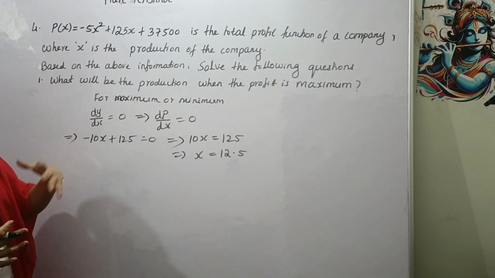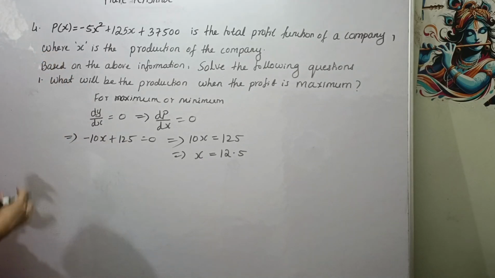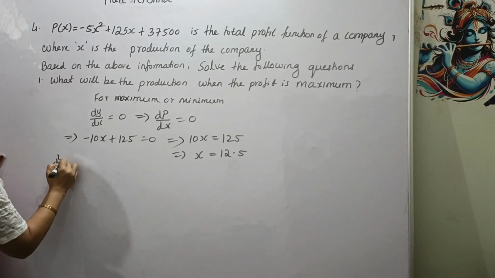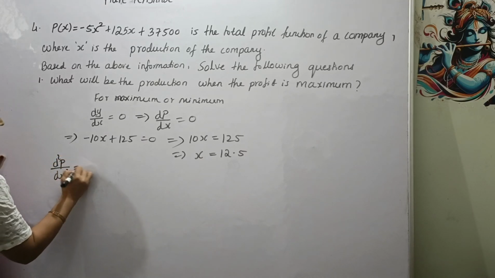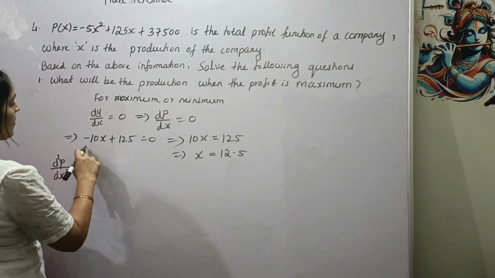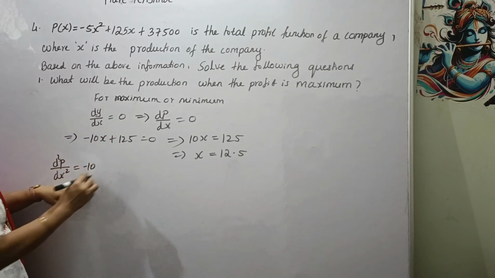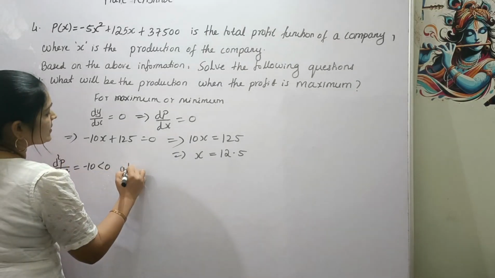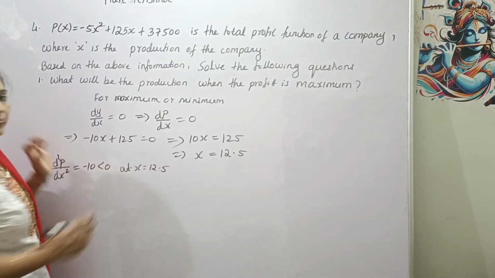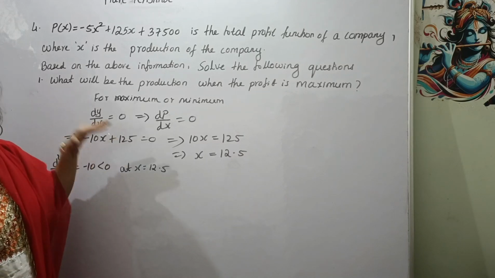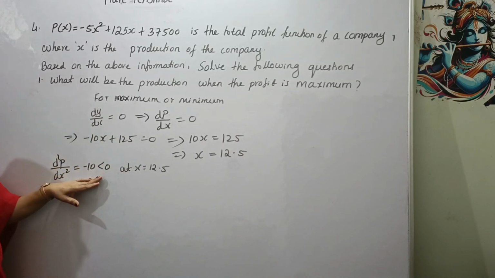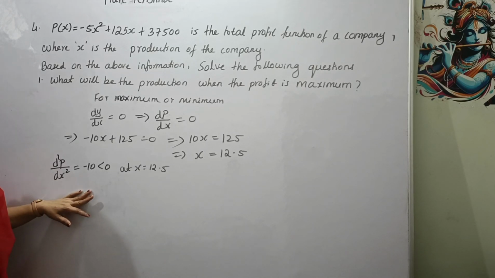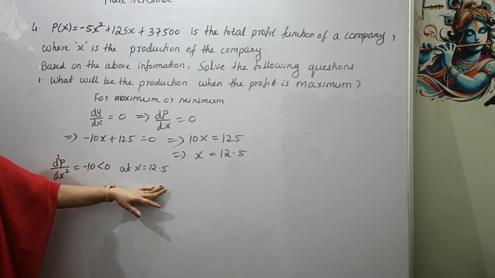And next, let's check whether this function is maximum or minimum. For that, let's find the second derivative of the function, that is d square P divided by dx square. That is equal to minus 10, that is less than 0 for all x. So here we can say at x is equal to 12.5, this function is maximum, since the second derivative of the given function is less than 0. Therefore this function is maximum at x is equal to 12.5.